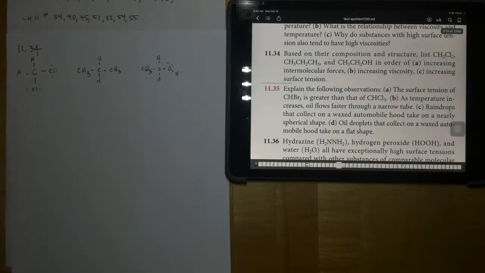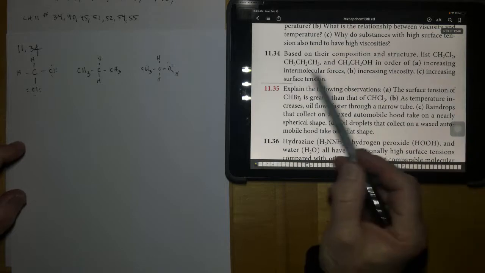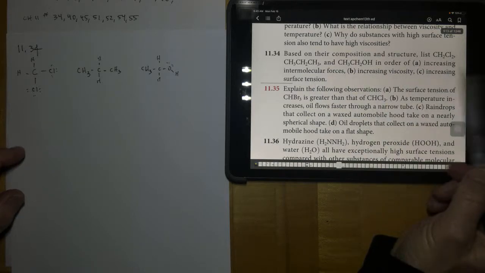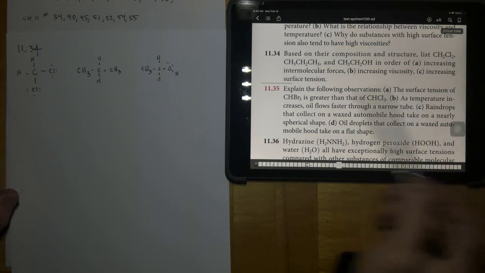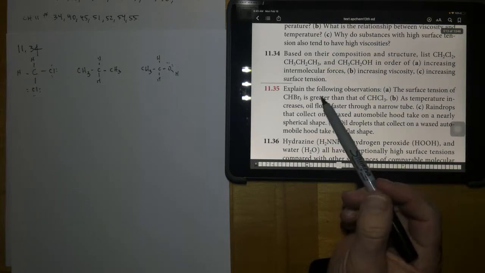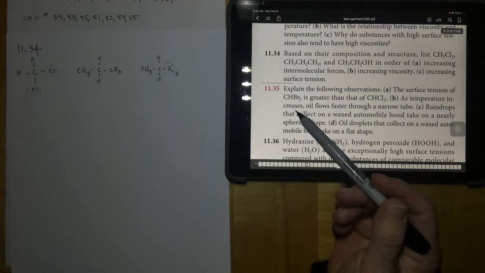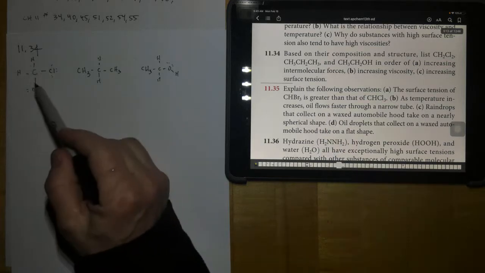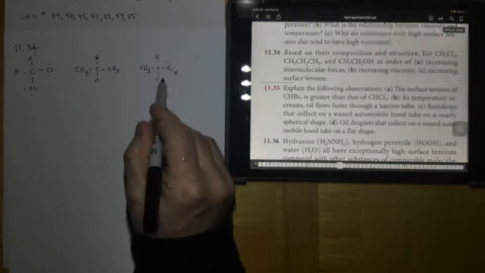...is 11.34. So based on their composition and structure, list these three molecules right here in order of increasing intermolecular forces, increasing viscosity, and increasing surface tension. So the first thing you want to do is sketch the Lewis dot structure. And here's the sketched one. Here's the sketched one for the second species, and here's the third one right here.